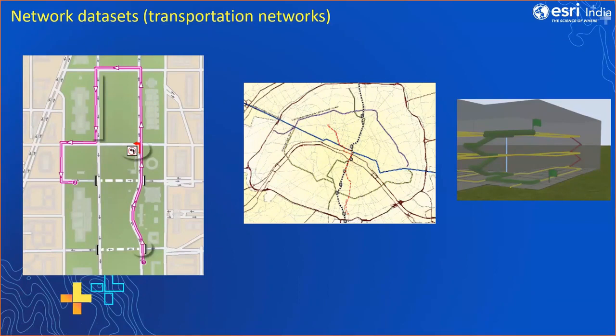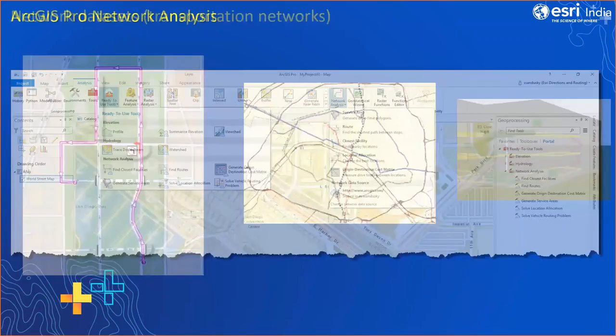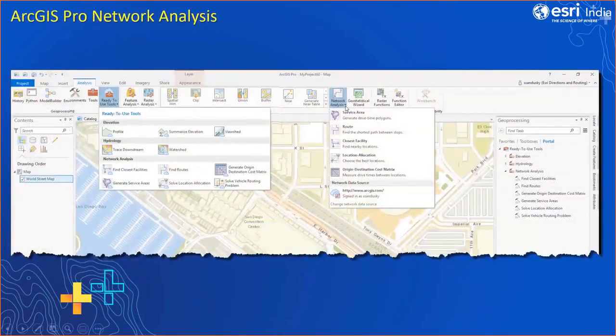And in case of 3D routing, we can create 3D network datasets, which will help you in indoor navigation. For example, you need to find the route in a building which has 15, 16 floors. You can do so. If you are trying to find the evacuation routes in case of mining industries, we can do so using these tools. So in ArcGIS Pro Network Analyst, you will be given access to all these solutions.